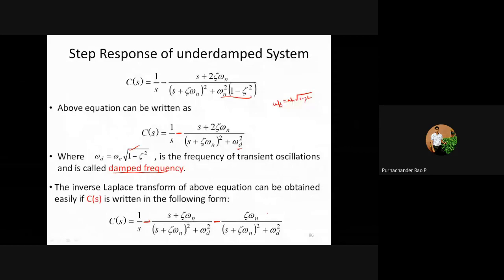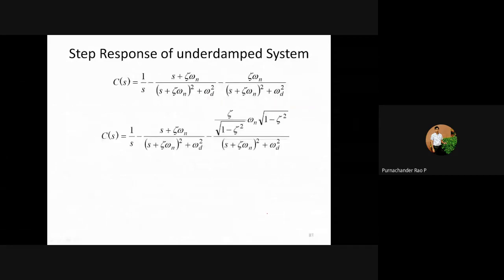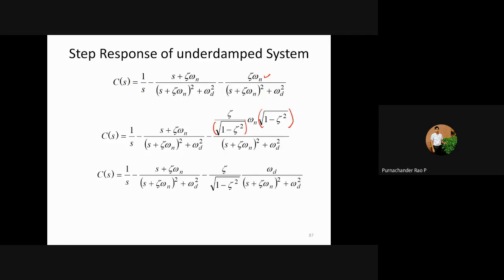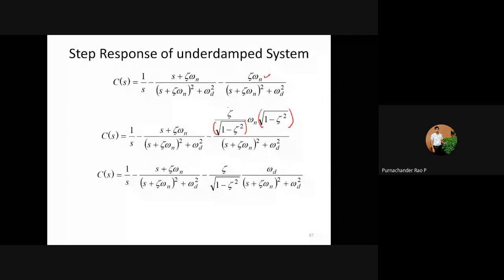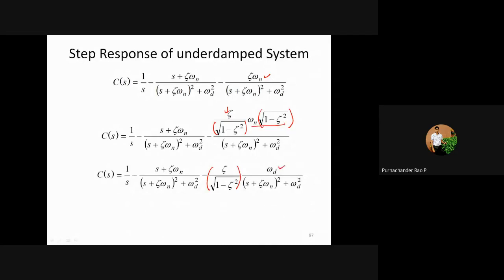Then next, for this equation we divide by the root of 1 minus zeta square and multiply by it, so this value does not change. So this total value can be represented here, and omega n into root of 1 minus zeta square is nothing but omega d.